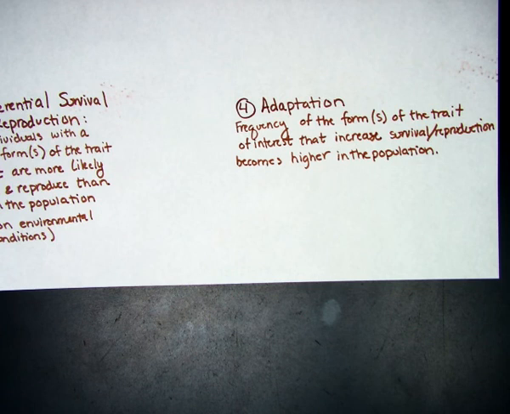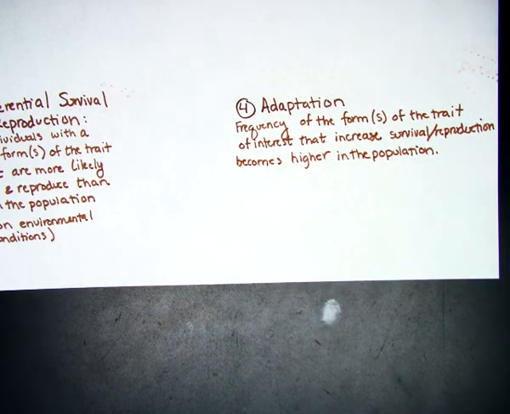So what that means is that adaptation is not, this is a key point here, adaptation is not an individual effort. Adaptation is a population change. Everybody say that? Adaptation is not an individual effort, it's a population change, at least in this model. All right.